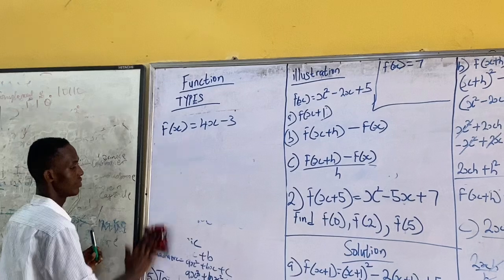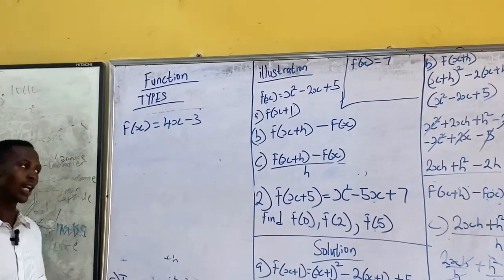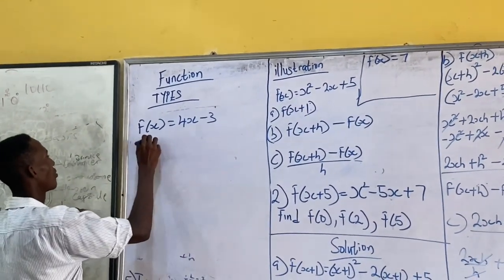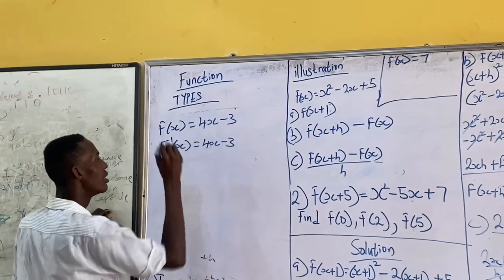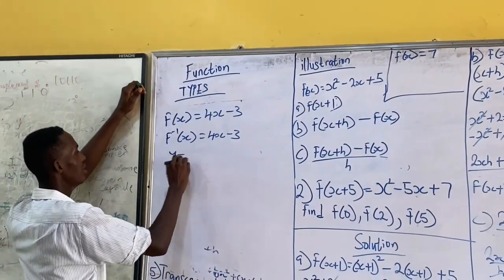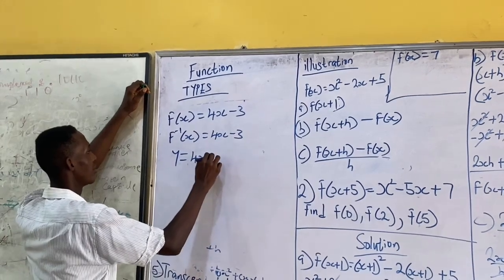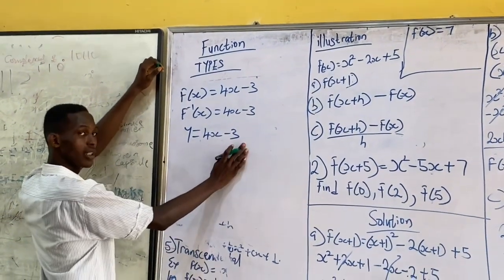To look for the inverse of this, this is how you do it. Remember, the inverse is what? Function of minus x or what? 4x minus 3. So you change this to y is equals to what? 4x minus 3. Then you bring this to the other side.